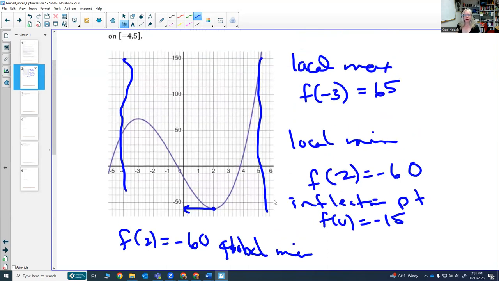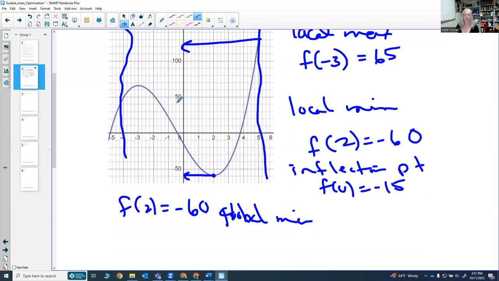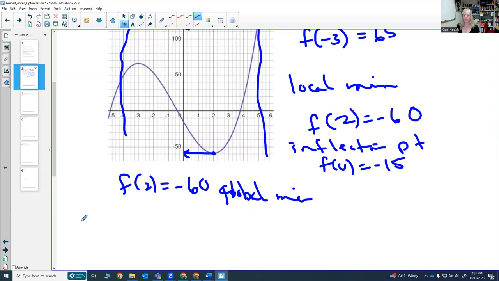And f of 5 equals about 120 appears to be the largest number. So that's your global maximum. So f of 5 equals 120 is the global max in that interval.